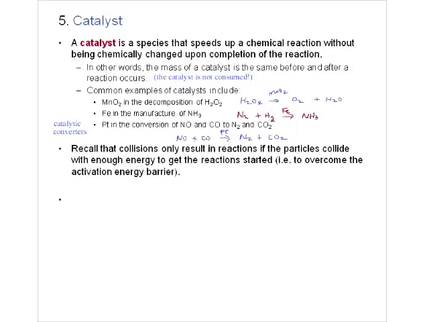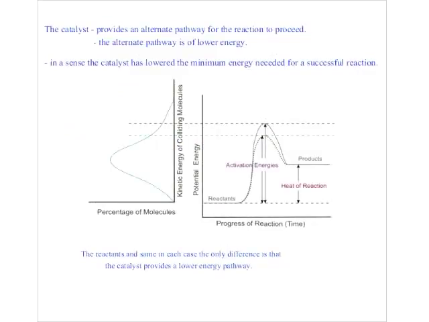Now we've got to look at the catalyst and ask, what's going on here? The reactants have to collide with sufficient energy to get going, and we know there's an energy barrier to a chemical reaction. So the way the catalyst works is that we want the exact same chemical reaction to happen. We don't want anything to change. So if we could somehow lower the energy barrier, that's what the catalyst does. It provides an alternate pathway for the reaction to proceed, and it's a lower energy pathway.